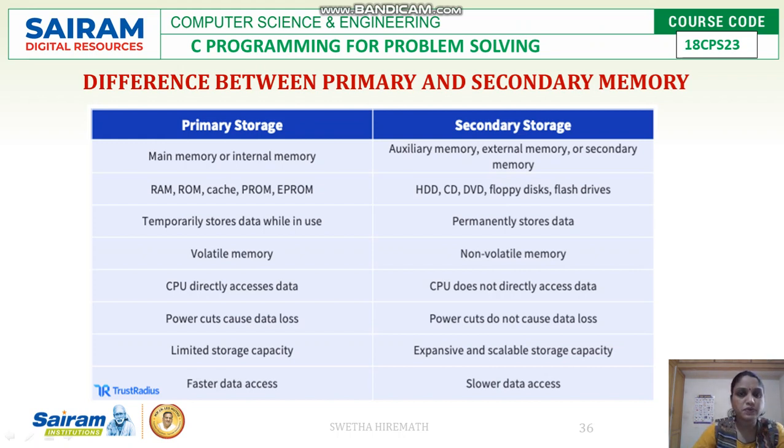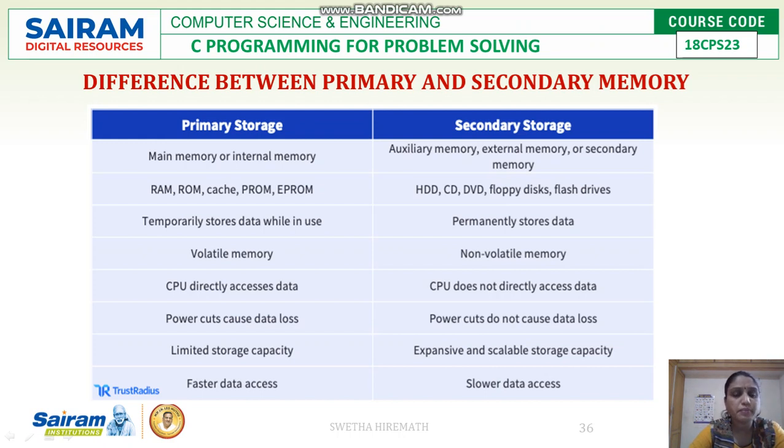So coming to the differences between the primary storage and secondary storage: primary storage is the main memory or the internal memory, whereas secondary storage means auxiliary memory, the external memory. Primary memory, RAM, ROM, cache, PROM, EPROM all come under this, whereas hard disk drives, CD drives, DVD drives, floppy disk, flash drives, all these come under the secondary storage devices.